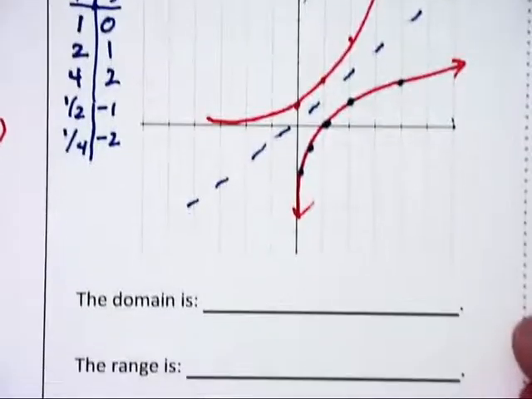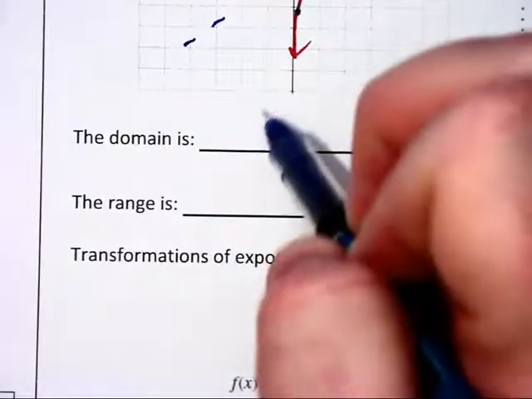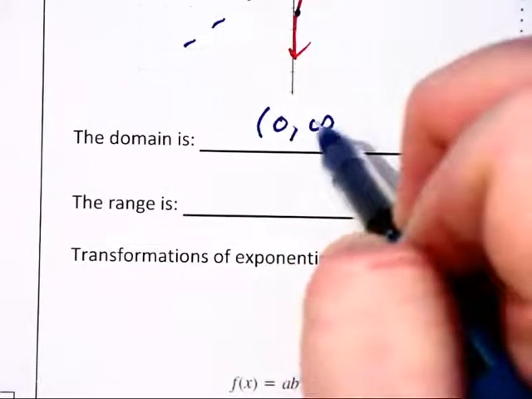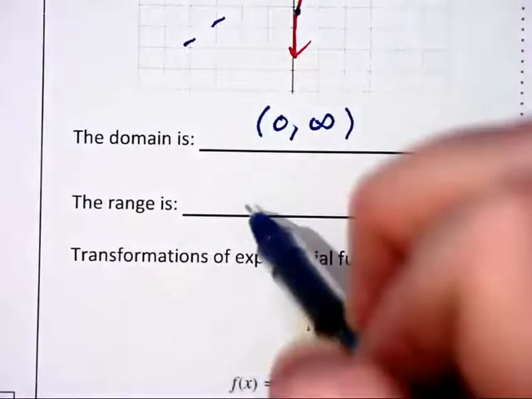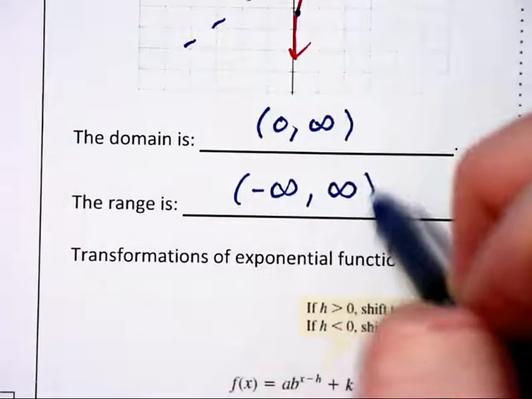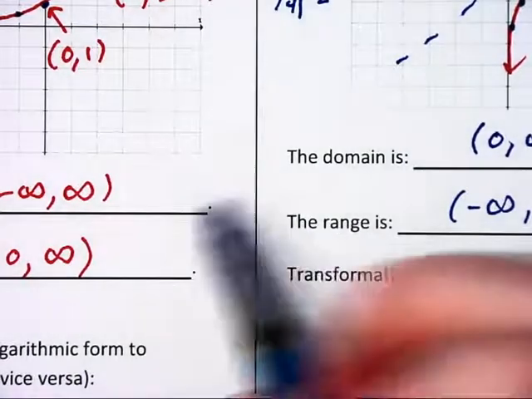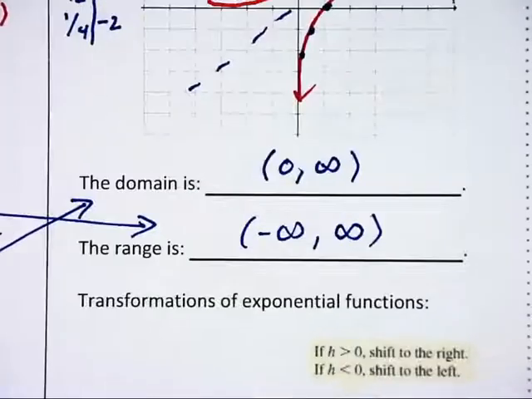Now the domain of this logarithmic graph is from 0 to infinity, not including the 0, and the range is all real numbers. And if you take a look at these two problems side by side here, you will notice that the domain of one becomes the range of the other, and vice versa. Okay, that's a very handy thing to know.